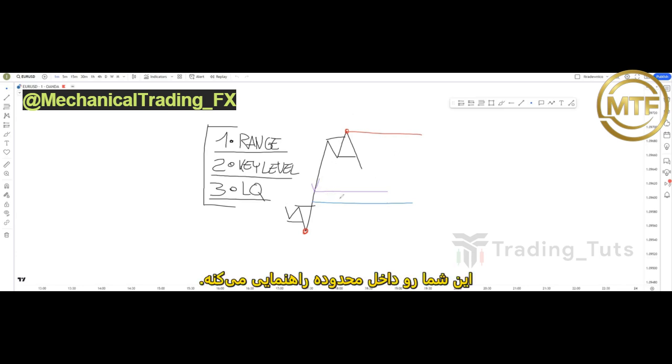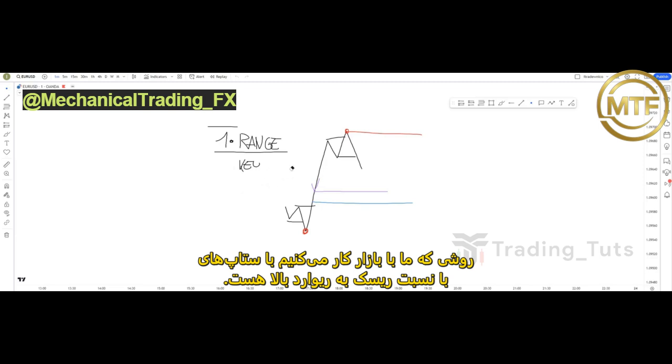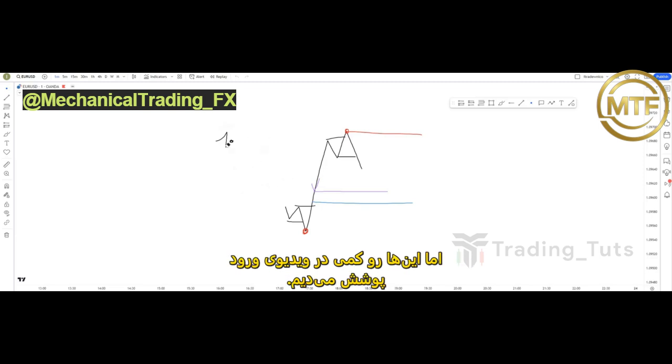This will guide you inside of the range. You can focus on the main entry, or you can even stalk trades. You can even ping pong. The way we're going to approach the market is with high probability setups, but we covered them a little in the entry video.